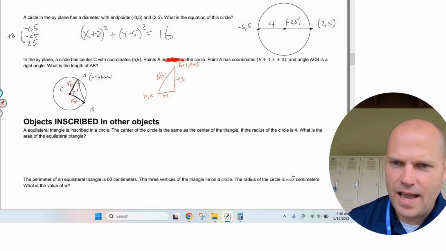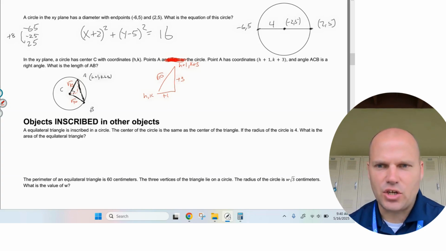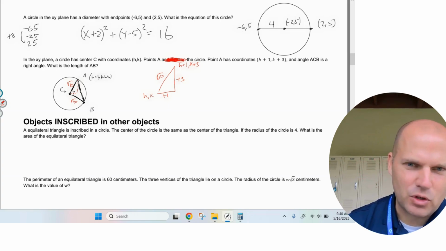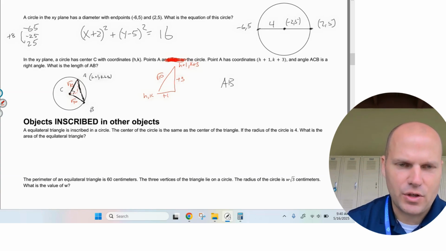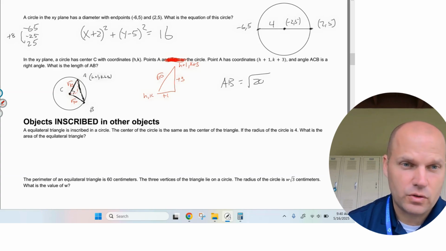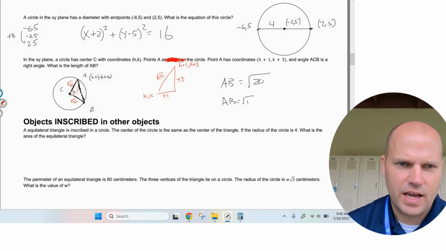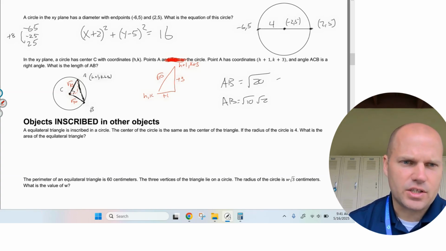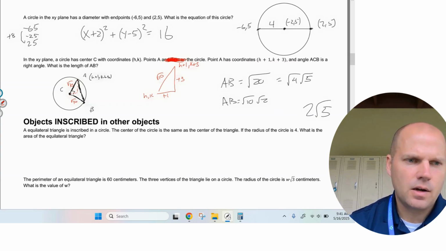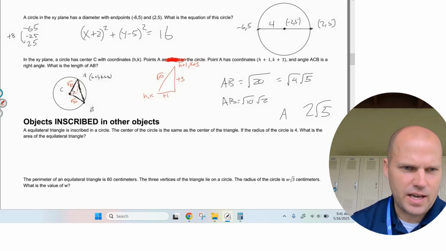What is the length of AB? Well, it's an isosceles right triangle, so multiply by root 2, or use the Pythagorean theorem. AB is the square root of 20, or AB is root 10 times root 2. That's a good question. Which is actually the same as root 4 root 5, which is 2 root 5. That's great. I'll give you guys that as the answer.